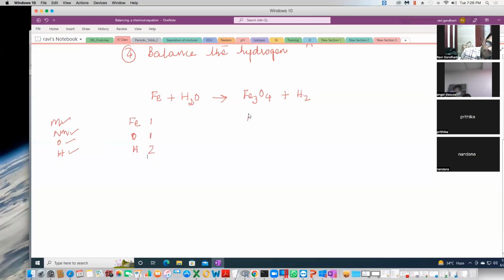Now we'll write this down here: iron, oxygen, and hydrogen. How many do you have here? 3, 4 and 2. Here it's clear. They are not balanced because you have 1 atom of iron here on the reactant side and 3 atoms of iron here on the product side.